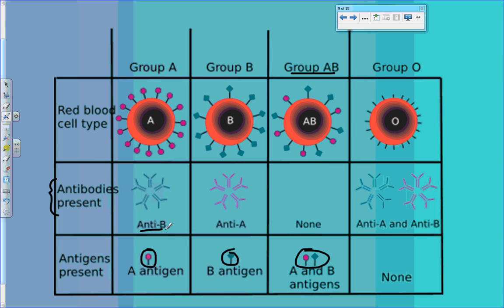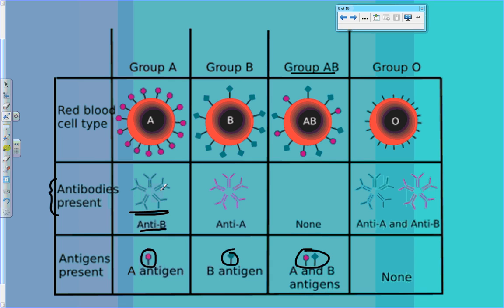So in a person who's type A blood, they have anti-B antibodies, which, if you got a blood transfusion that had B blood in it, these would attack it. That could be very bad. It could actually end up killing you. A person with B blood, again, they have B antigens, but they have anti-A antibodies.